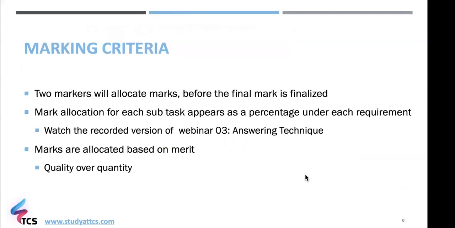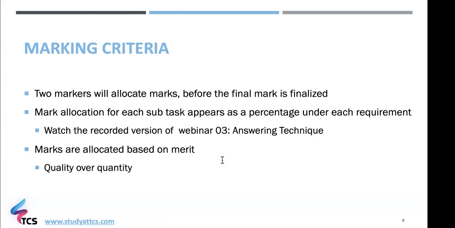All right, so let's look at the marking criteria. When it comes to marking your papers, 2 markers will allocate marks before the final mark is finalized. This is done with the intention of achieving a high level of quality in marking, because the way in which the 2 markers mark the paper will not be too different from each other. If it's too different, then it will go to a third marker. However, in most instances, just 2 markers will allocate marks, so that the marking criteria achieves a higher level of transparency. And mark allocation for each subtask appears as a percentage under each requirement.